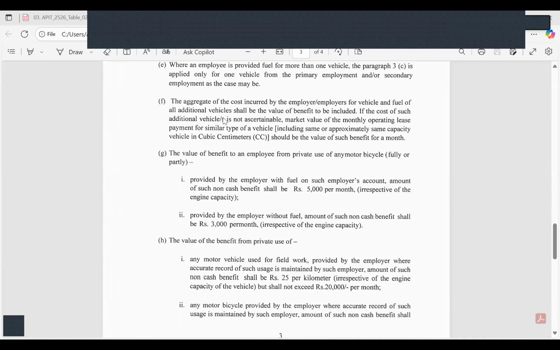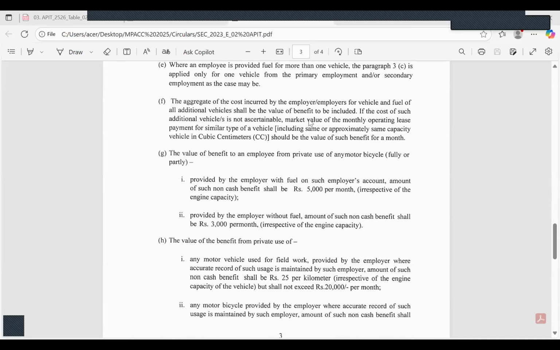The aggregate of the cost incurred by the employer for vehicle and fuel of all additional vehicles shall be the value of the benefit to be included. If the cost of such additional vehicle is not ascertainable, market value should be considered. That means we have given some concessions only for one vehicle. If we have given more than one vehicle, concessions are not applicable. Market value should be considered.